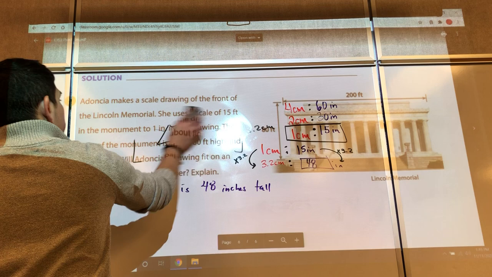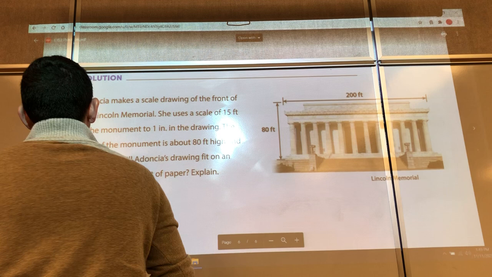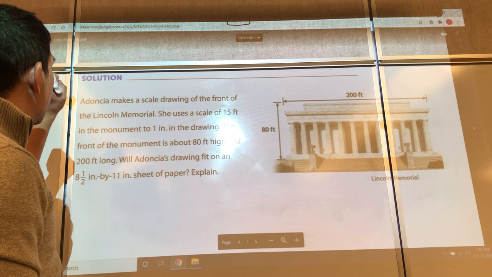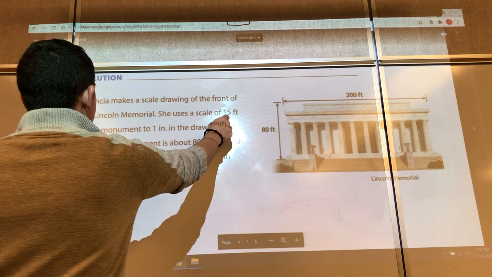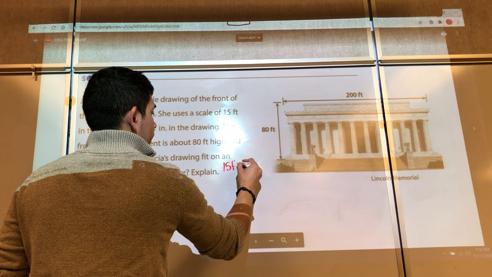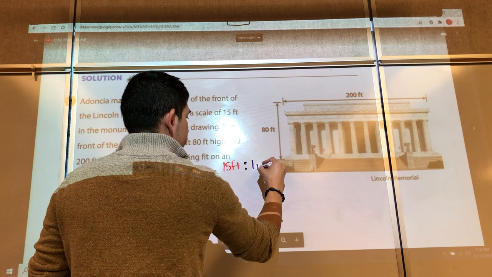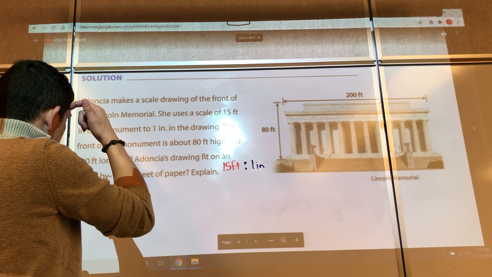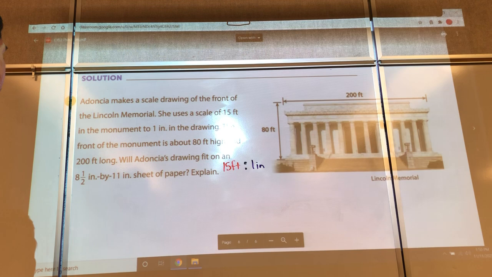Okay, and number 5, the last one. This person makes a scale drawing of the front of the Lincoln Memorial. She uses a scale of 15 feet in the monument to 1 inch, okay? 15 feet to 1 inch. Okay, beautiful. The front of the monument is about 80 feet high and 200 feet long. Will the drawing fit on an 8.5 inch by 11 inch sheet of paper? Let's find out.